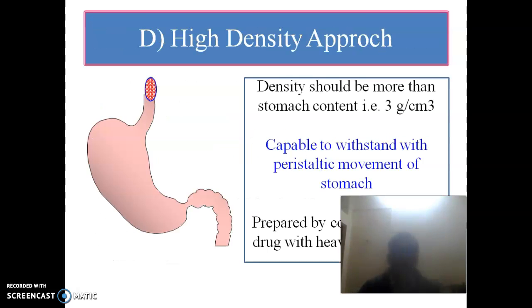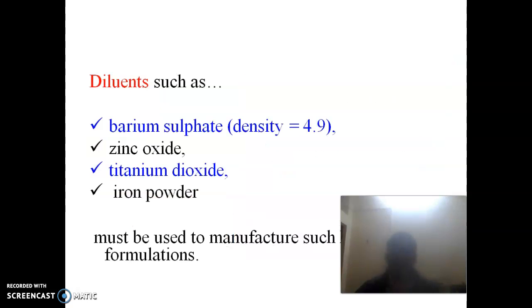So the last approach is the high density approach. High density means what? We have to increase the density compared to the stomach fluid. So 3 gram per cubic centimeter is required, and for that purpose we use different excipients to make it dense.